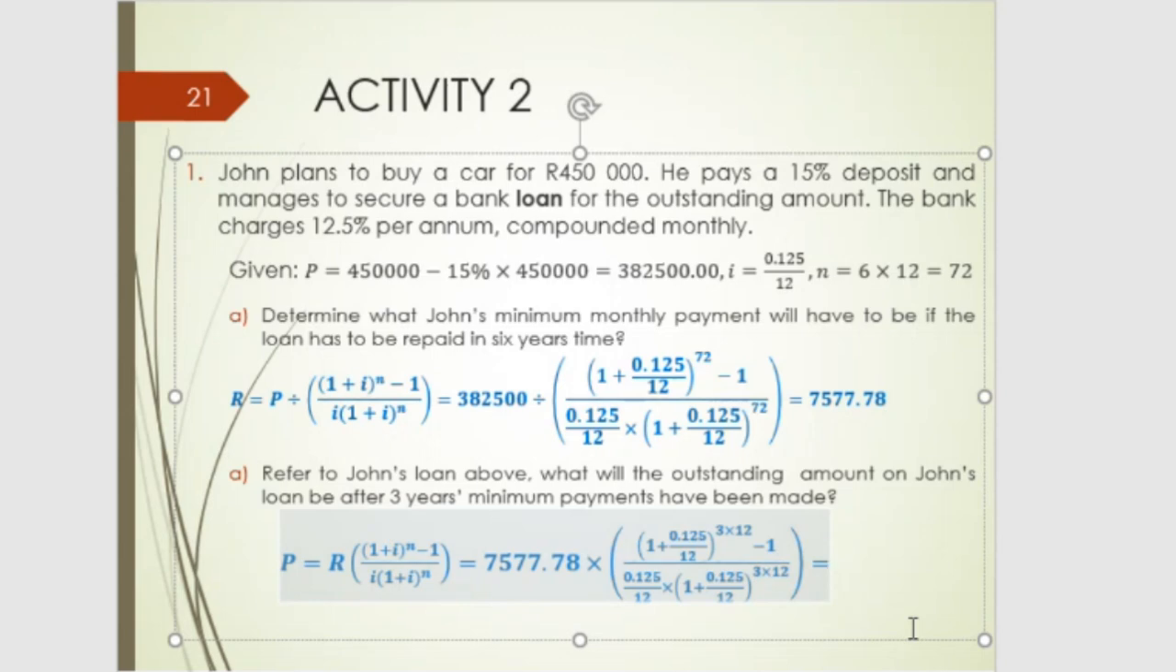Okay, sorry, going down, fraction again, 0.125 divided by 12, open brackets, we've got 1 plus that fraction 0.125 divided by 12, then close brackets, then to the power of 36, then move the pointer to the line and close that brackets.